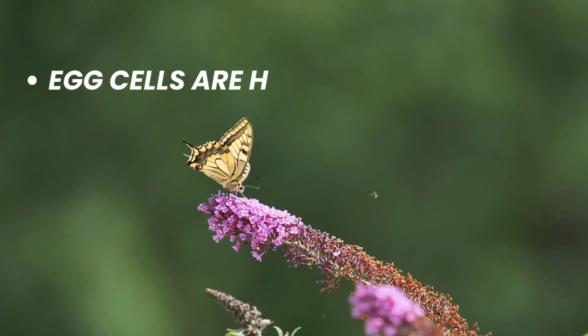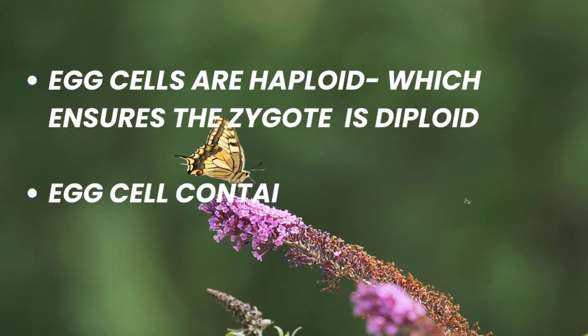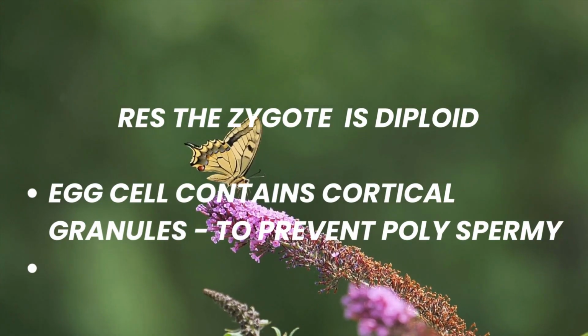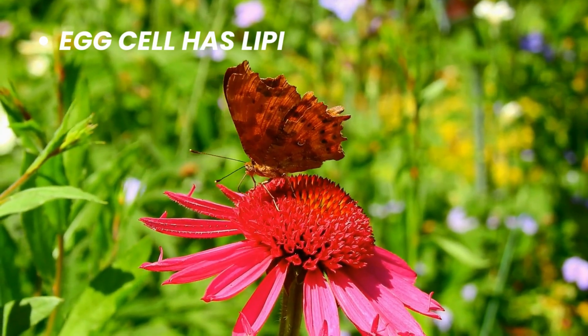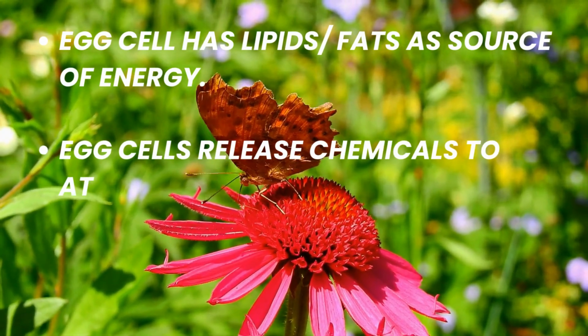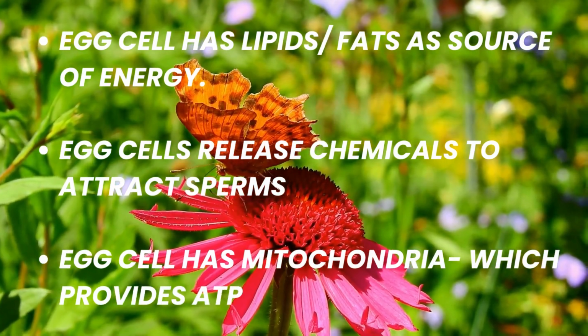Explain the ways in which the mammalian egg is specialized for its function. Egg cells are haploid, which ensures the zygote is diploid. The egg cell contains cortical granules to prevent polyspermy. The egg cell has lipids and fats as a source of energy. Egg cells release chemicals to attract sperm. The egg cell has mitochondria, which provide ATP.